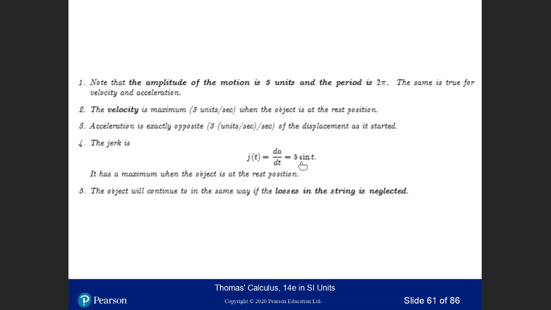Okay, this object will continue in the same way if the losses in the spring are neglected. So if there are no energy losses in the spring, then it will continue to oscillate in the same way up to infinity. But in practice, that's not possible because the spring loses some energy when you open up the spring by going down and pushing up, and eventually the weight stops at the rest position, of course.